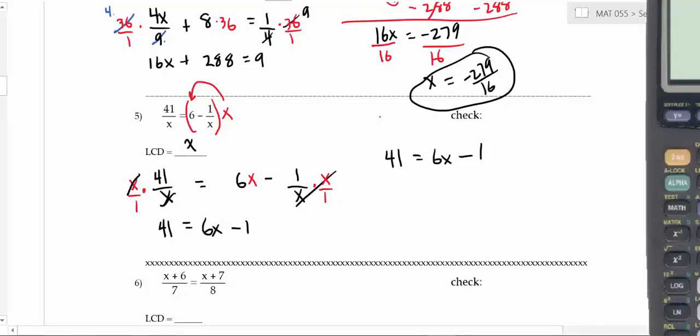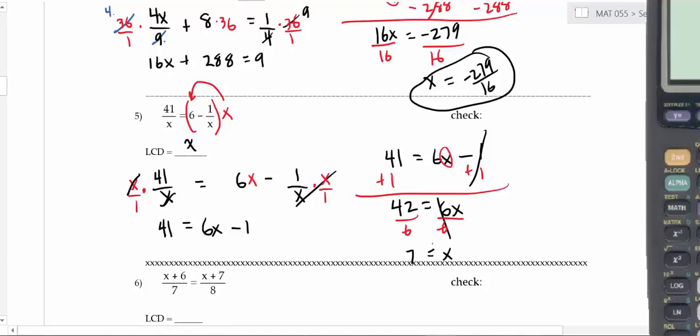Okay, so again, if you're in doubt, x needs to be by itself. Don't touch x. Get rid of 1 and get rid of 6. So we're going to add 1 to both sides. That should give you 42 equals 6x. And then you can divide both sides by 6. So what did you get as your answer, hopefully? x equals 7. Okay, like that.